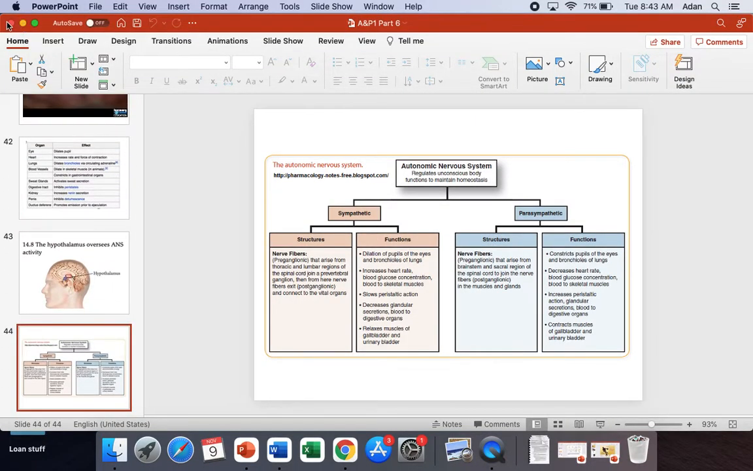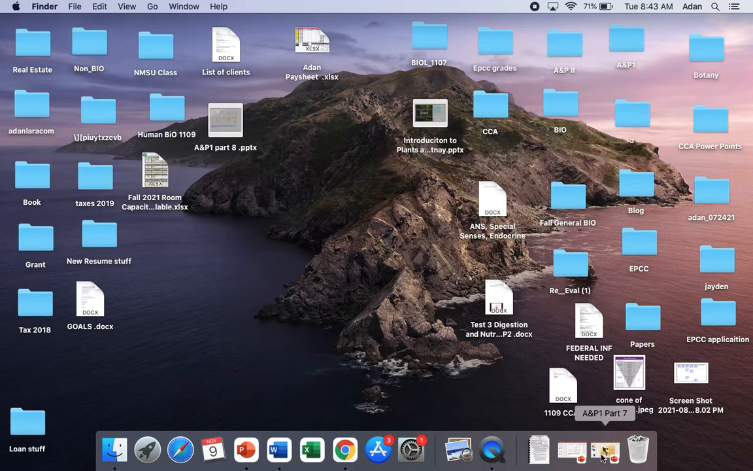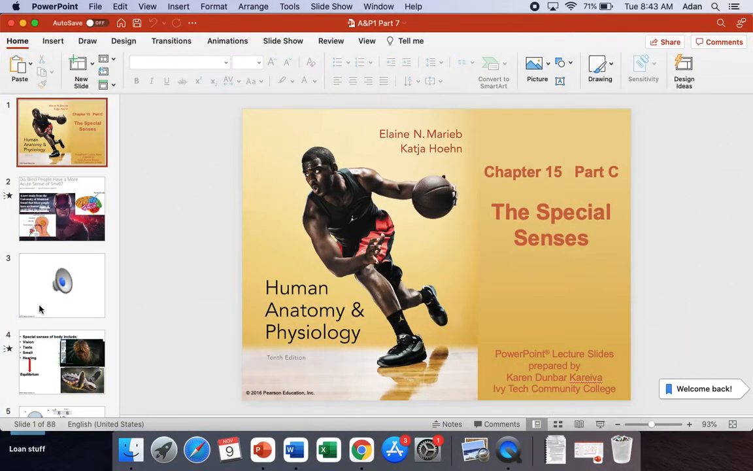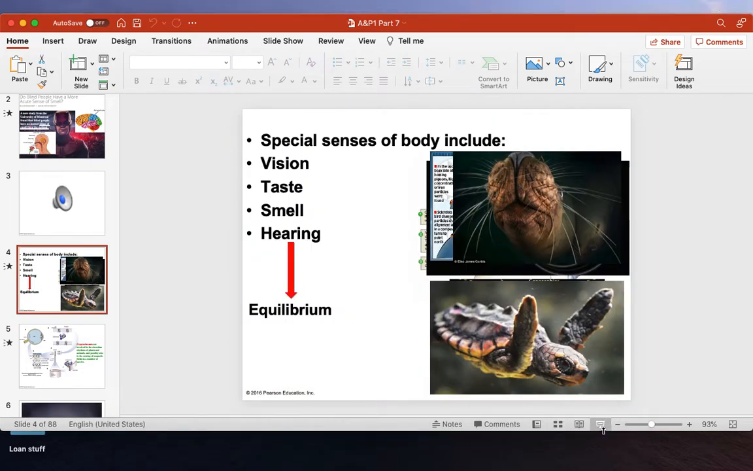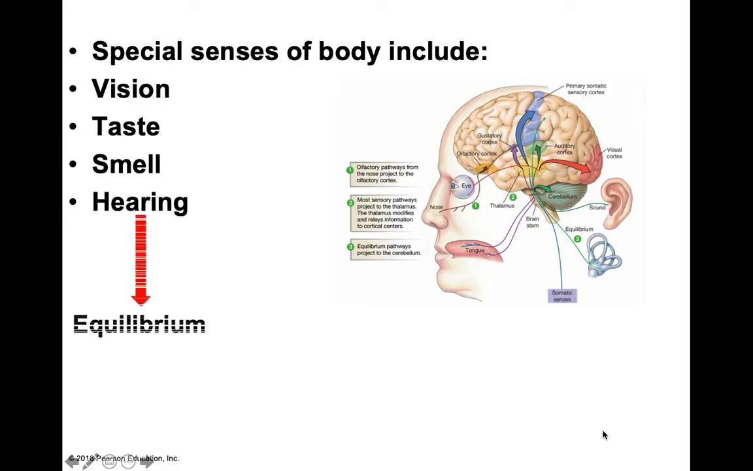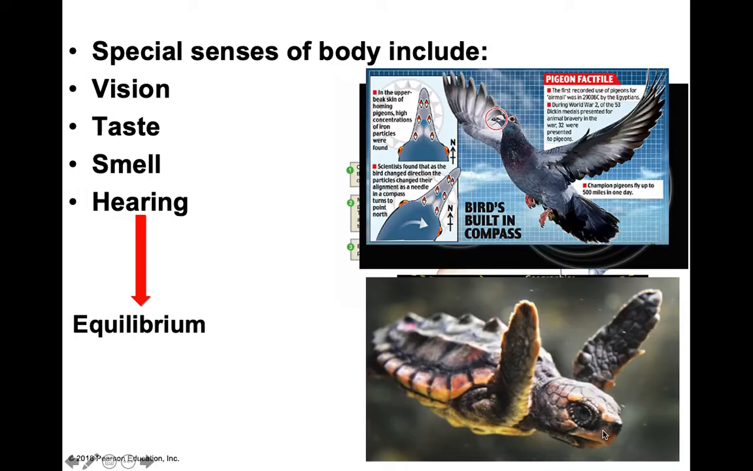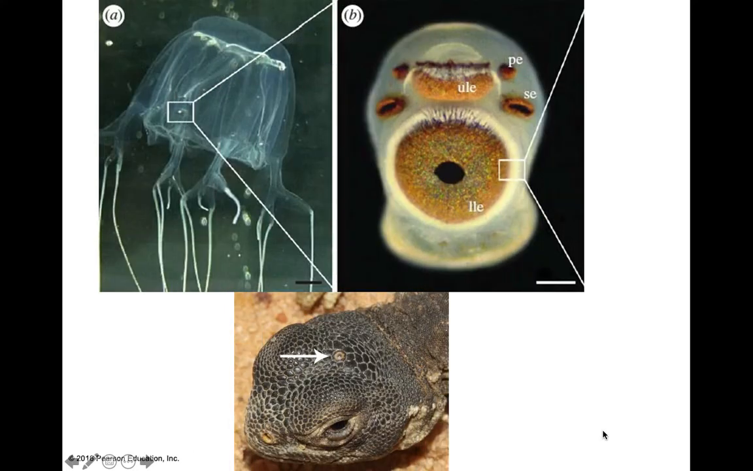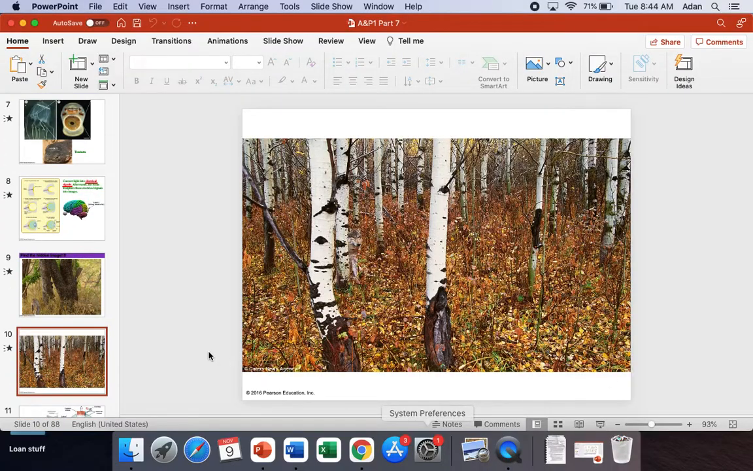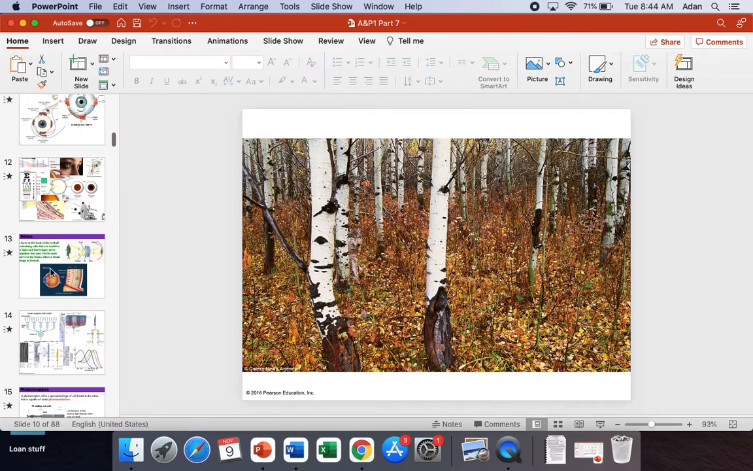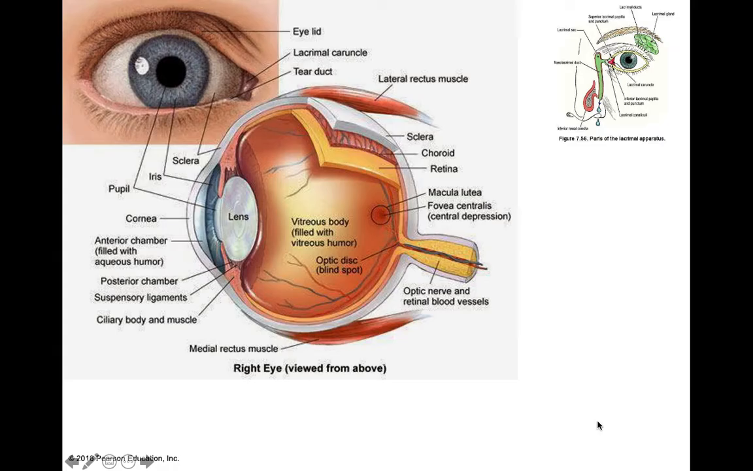Let's jump on to special senses. Special senses right here. Major ones. For each one, know how we process each one. So for example, vision. From start to finish, how does light come in?